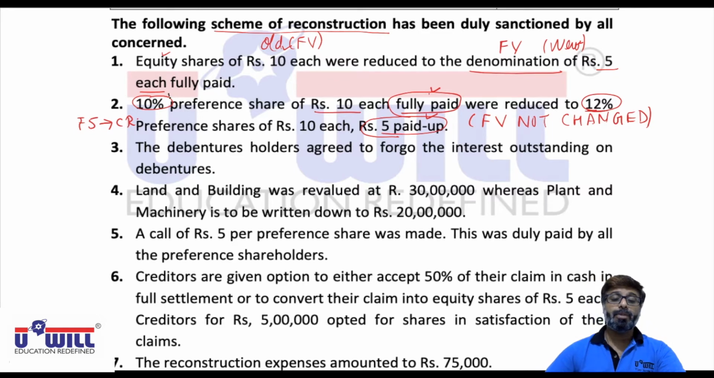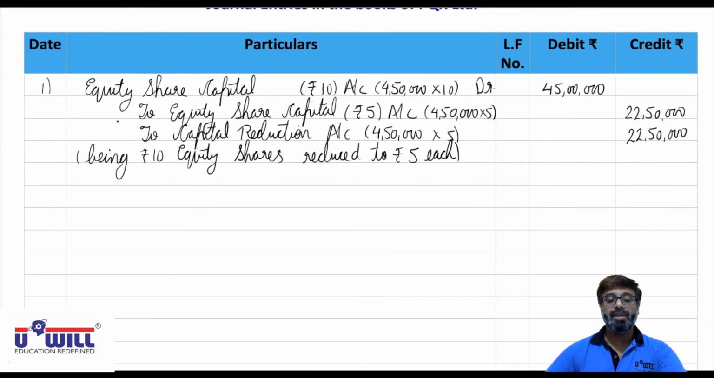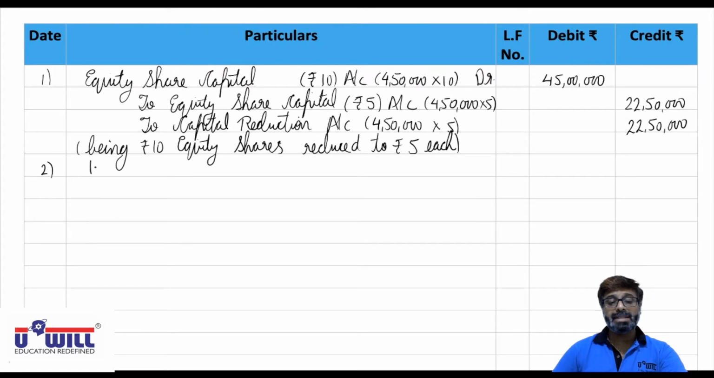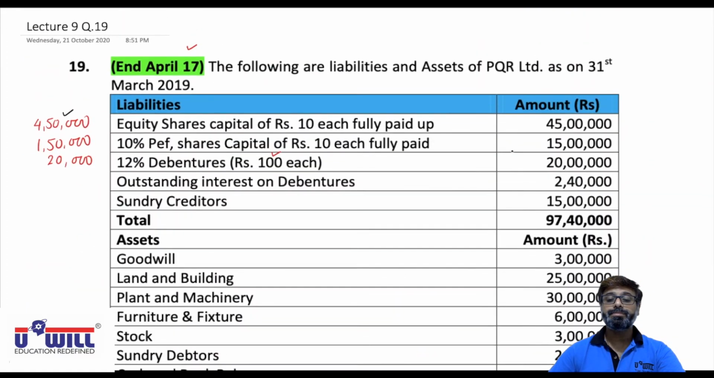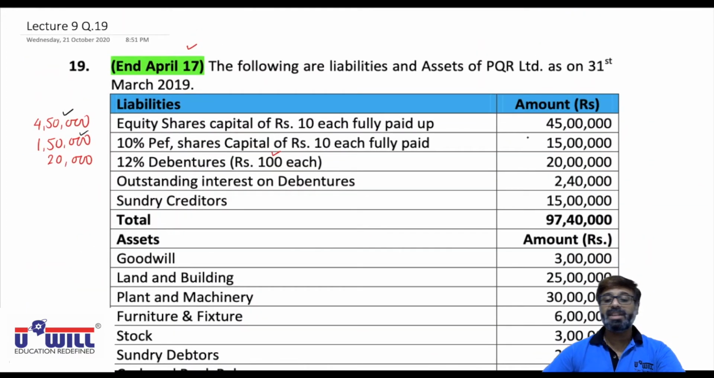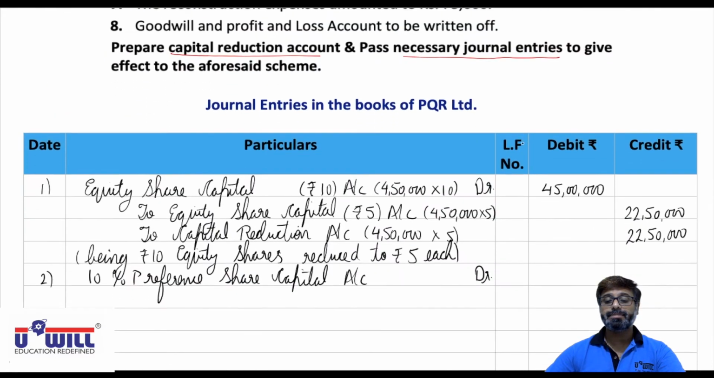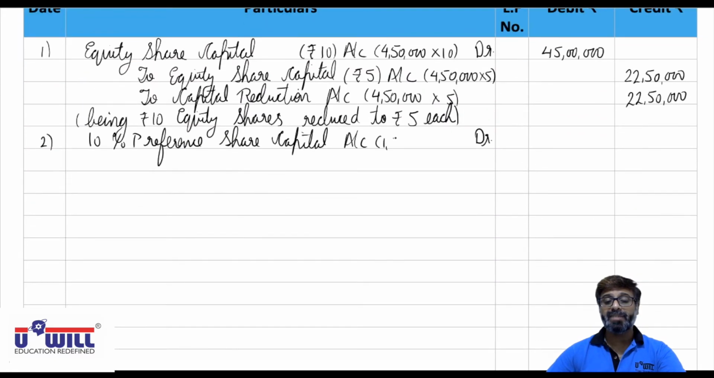However, since from 10% they are changing to 12%, this we will have to bring in our books of accounts. So we will write the entry: 10% preference share capital account debit. No need to write face value in bracket, because face value remains 10 rupees only. Amount: 1,50,000 into 10, 15 lakhs.